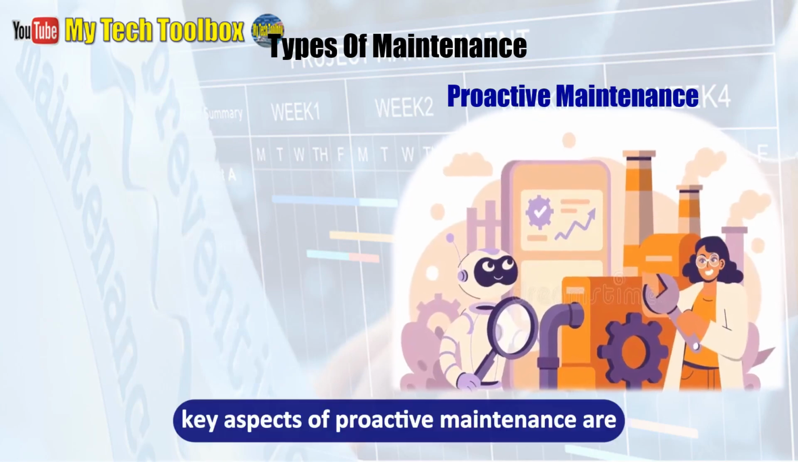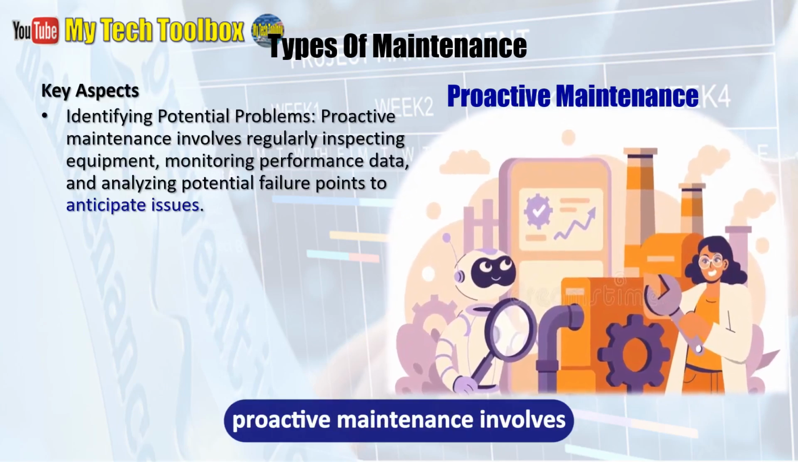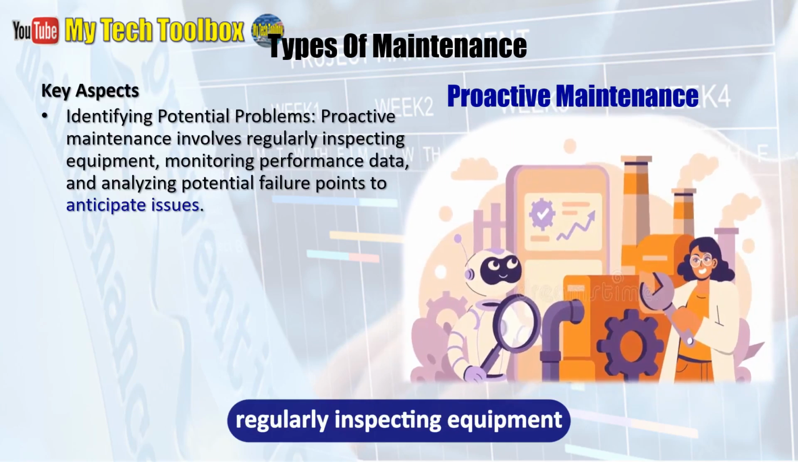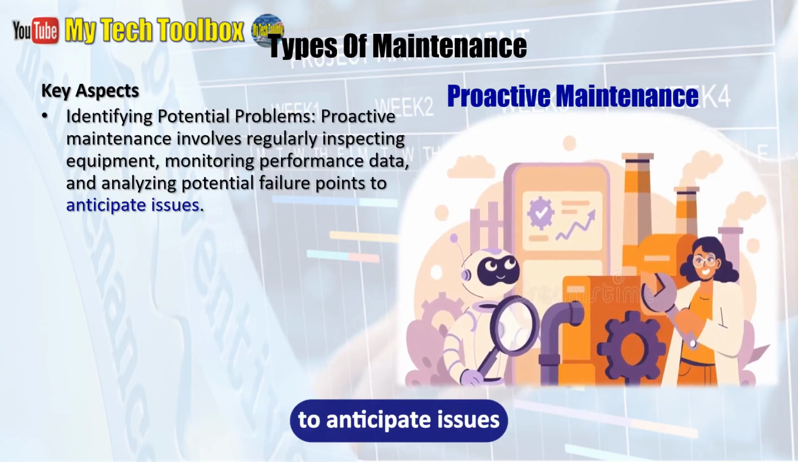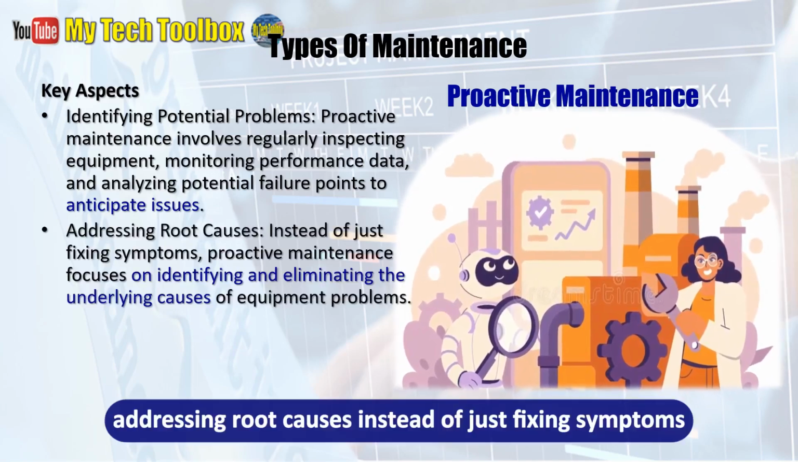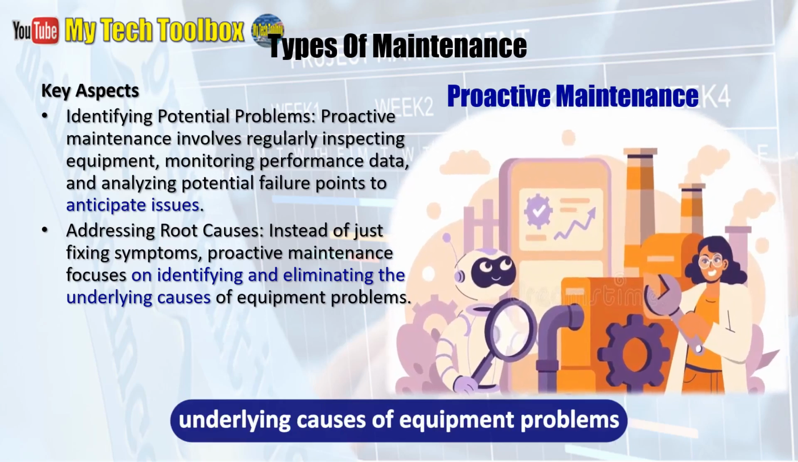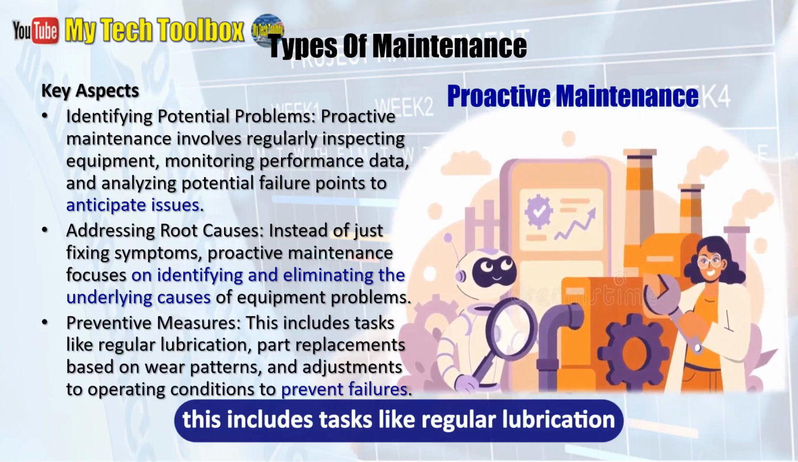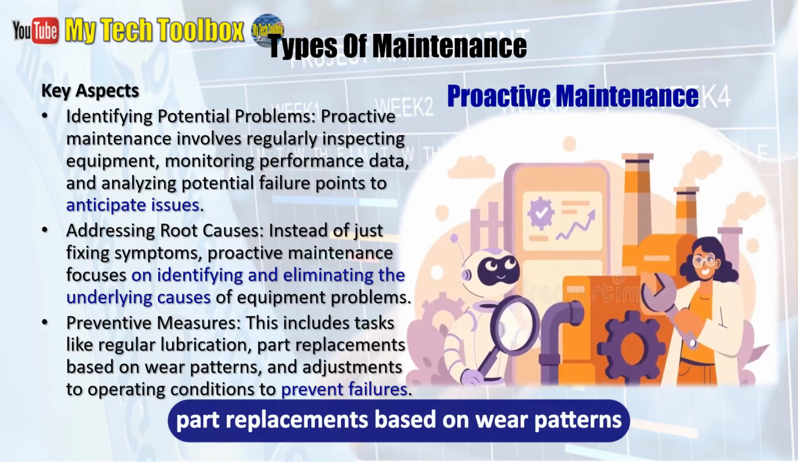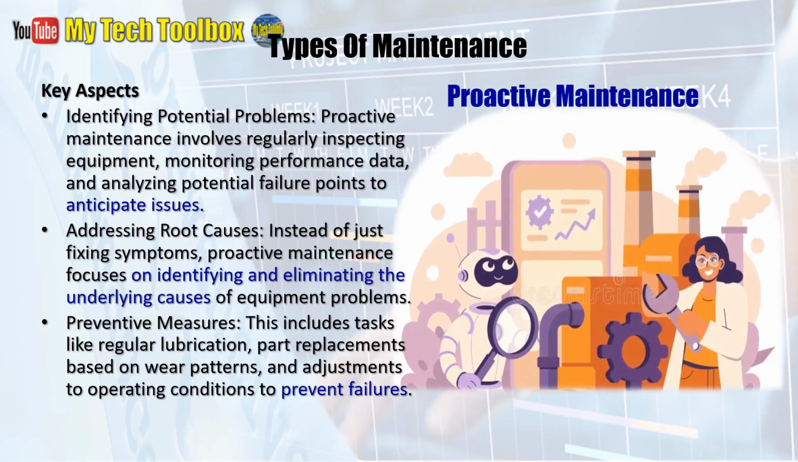Key aspects of proactive maintenance are identifying potential problems. Proactive maintenance involves regularly inspecting equipment, monitoring performance data, and analyzing potential failure points to anticipate issues. Addressing root causes. Instead of just fixing symptoms, proactive maintenance focuses on identifying and eliminating the underlying causes of equipment problems. Preventive measures. This includes tasks like regular lubrication, part replacements based on wear patterns, and adjustments to operating conditions to prevent failures.